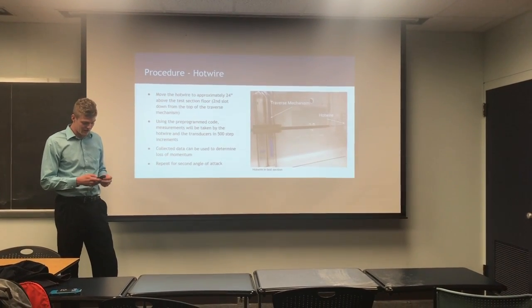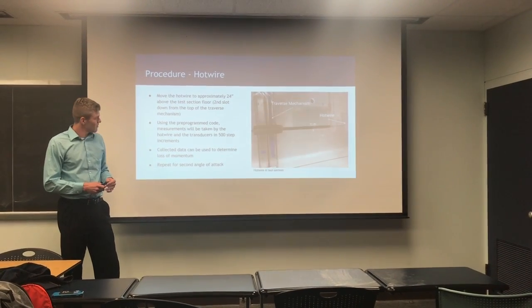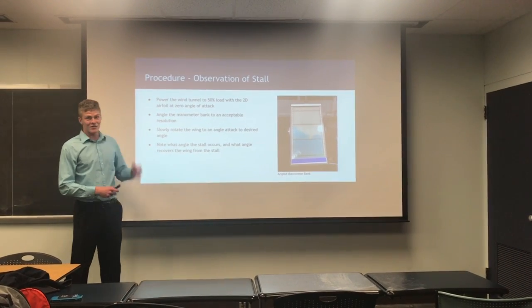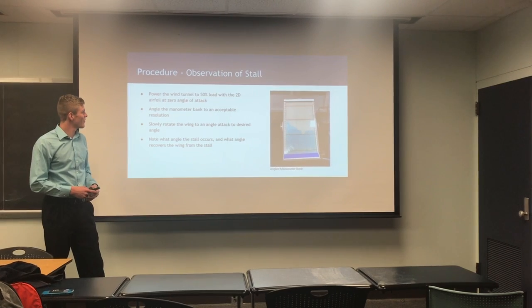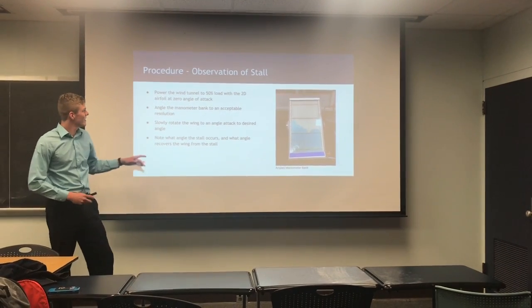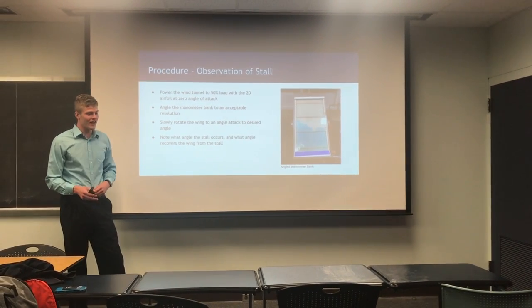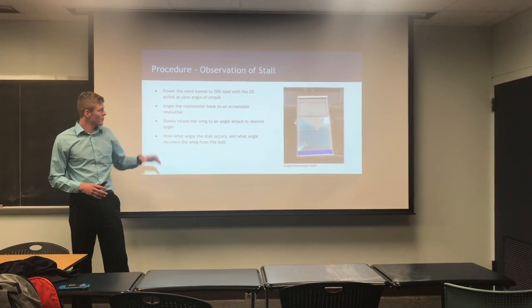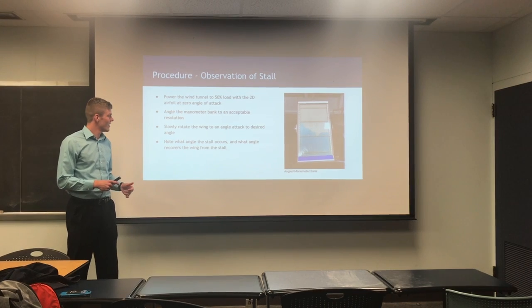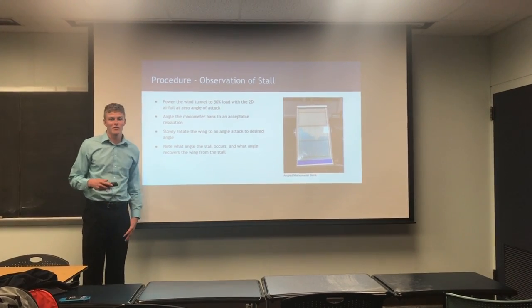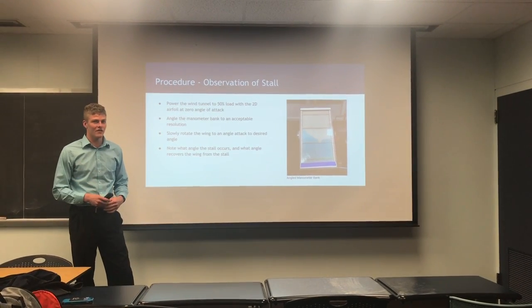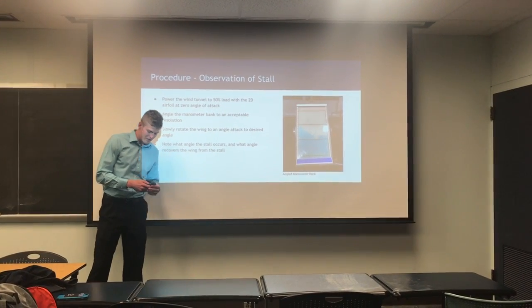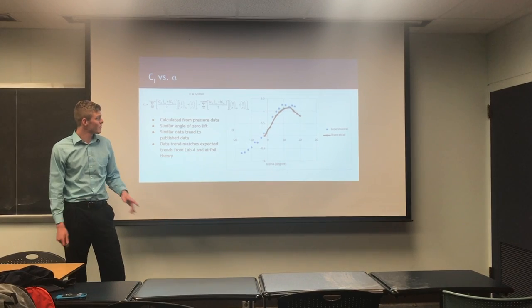And for the second part of the lab, we tried to observe the stall of the airfoil, and by doing that, we took the airfoil and increased the angle of attack until there was a sharp pressure drop, and we recorded that angle, and then afterwards we decreased the angle of attack until there was a reattachment. We used the same manometer for this experiment.